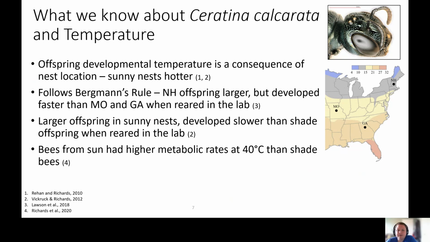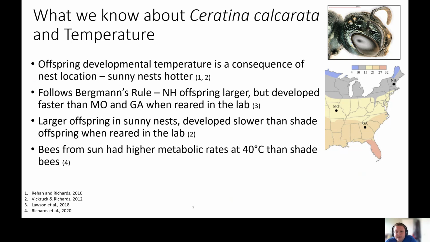So we know that C. calcarata follows Bergmann's rule. Previous research found that larger offspring were produced from sunny nests, but those larger offspring developed more slowly than shade offspring when reared in the lab. Since they developed more slowly, we'd expect that sun bees would have a lower metabolic rate than shade bees. However, Richards et al. 2020 found that sun bees actually had higher metabolic rates at high temperatures than shade bees.